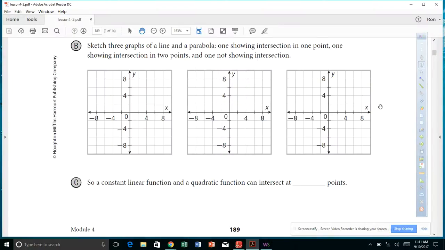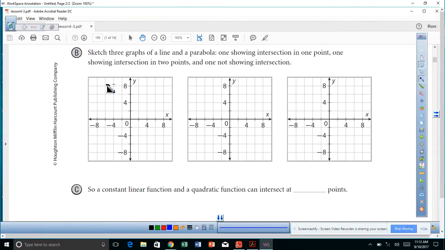Sketch three graphs of a line and a parabola, one showing intersection in one point, one showing intersection in two points, and one not showing intersection. So let's try that. I'm trying to mimic that other graph. That's close. Here's the parabola.